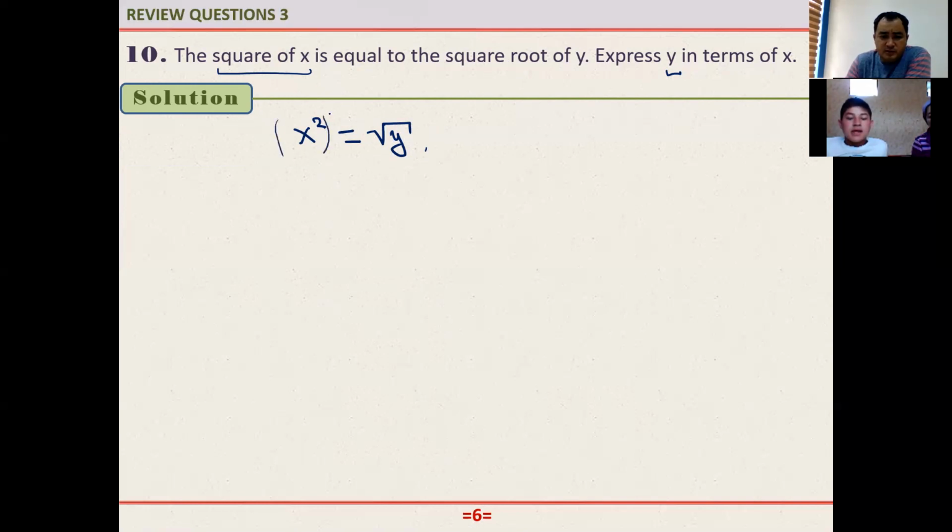We have to raise to the power of 2 both sides of the equation. Now I have here y equals x to the power 4. That's all. So we have expressed y in terms of x.